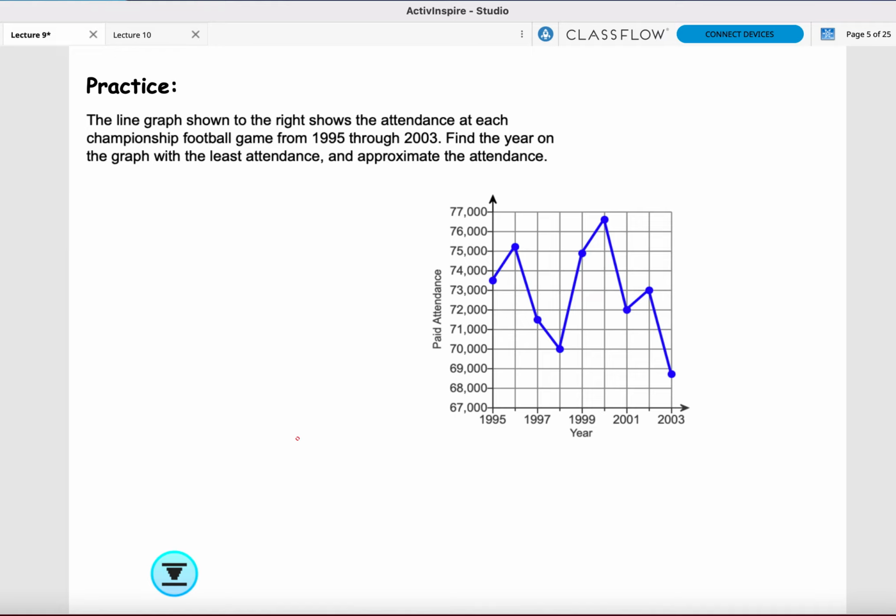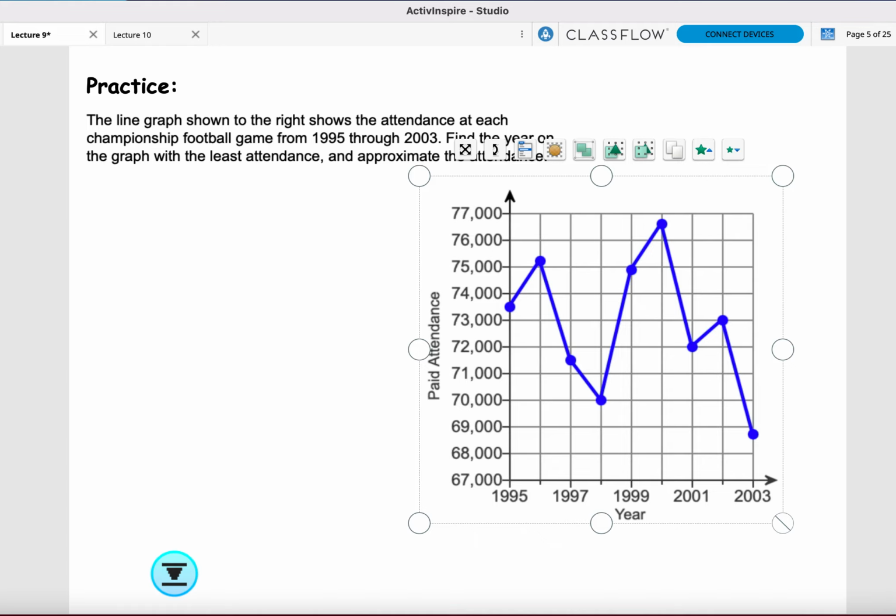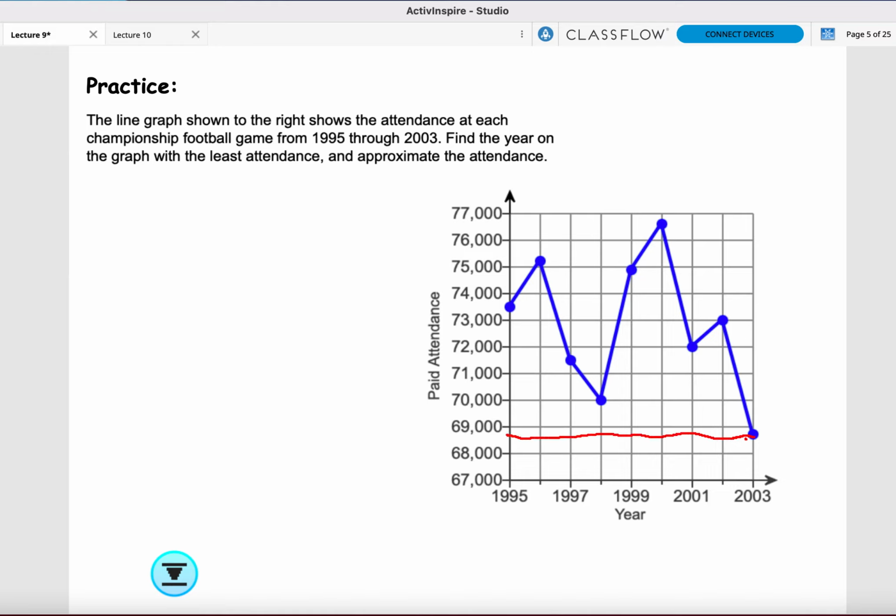The line graph shown to the right shows the attendance at each championship football game from 1995 to 2003. Find the year on the graph with the least attendance and approximate the attendance. So pause here to see where you're at. I'll try to make this a little bigger. So it wants to know when the attendance is the least. So we can tell here it's going to be at 2003. So it's right there. The year is 2003. And it wants us to approximate it.